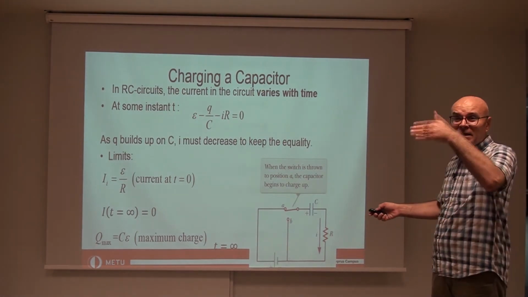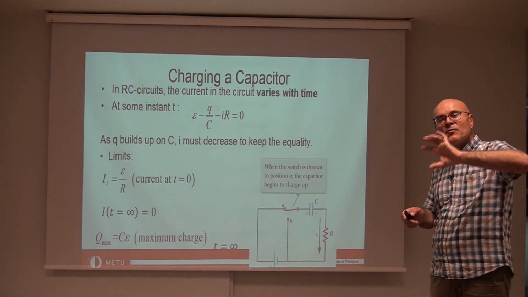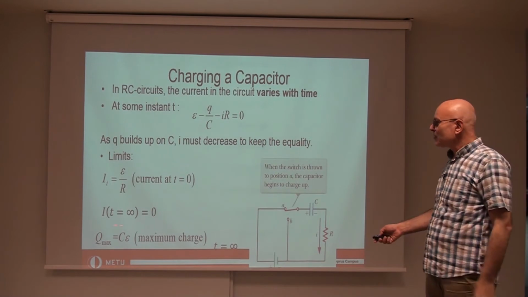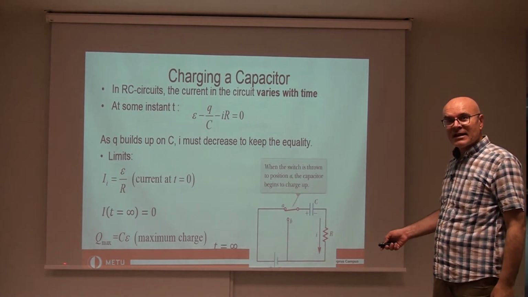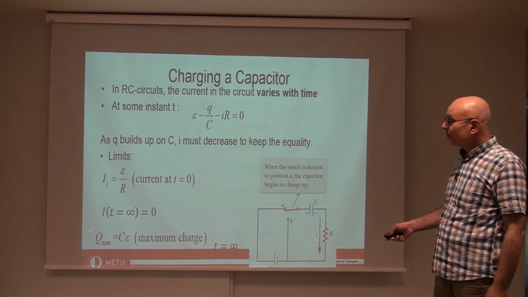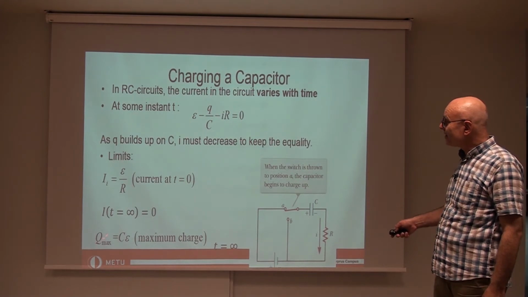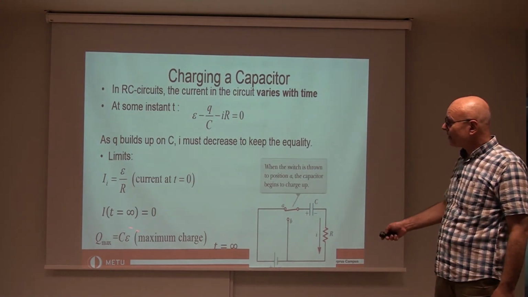But this Q, we replace it now with Q maximum, because what is this Q? It's not any Q, it's the maximum Q that can be achieved at this E. So we have this equation in this case, at t equals infinity. That is, the maximum charge that appears on the capacitor will be just C times E, CE.